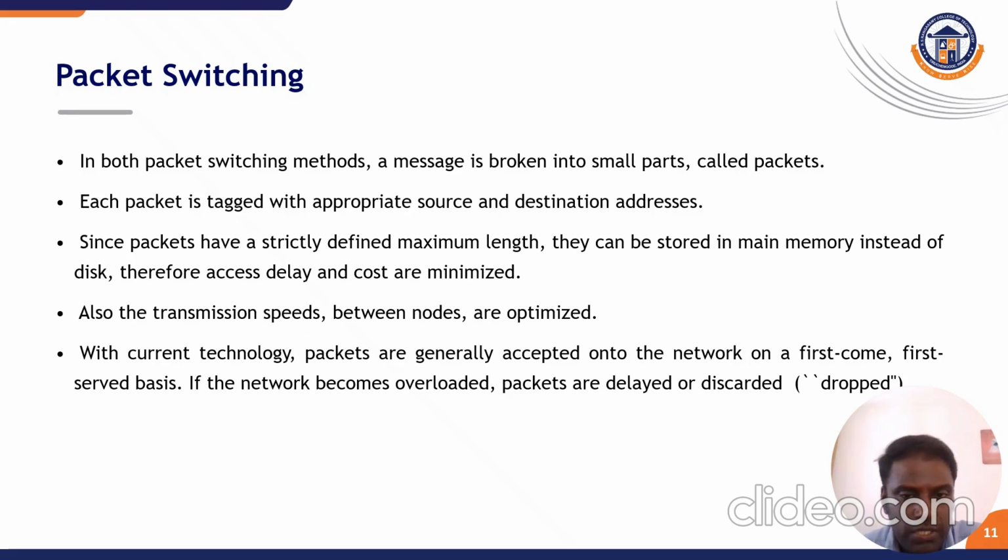In packet switching, a message is broken into small pieces called packets, and each packet is tagged with the appropriate source and destination address. Since packets have a strictly defined maximum length, they can be stored in main memory instead of on disk. That means whereas in message switching we store the data on disk, here we split the data into small packets so that they can be directly accessed in main memory. Therefore, the access delay and cost are minimized in packet switching. Also, transmission speed between the nodes is optimized. With current technology, packets are generally accepted onto a network on a first come, first served basis. If the network becomes overloaded, the packets are delayed or dropped.